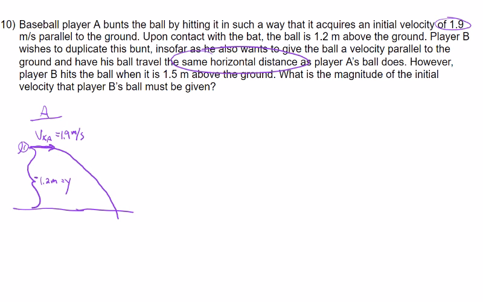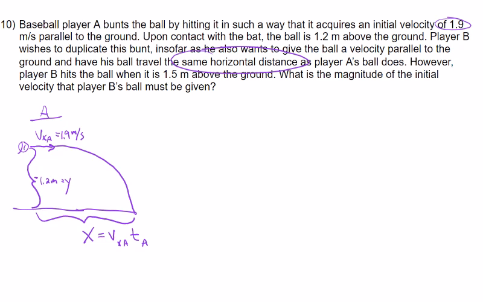Let's erase a little bit of that. It's not going to go through the ground. So it just hits the ground. What we would like to know is what this x is, because this x is the same as for player B. Well, to find this x, I have to take Vx of A and multiply it by time of A.